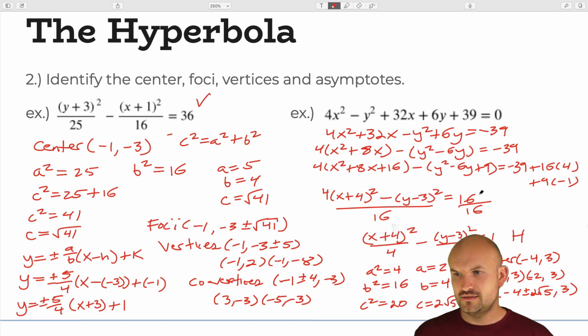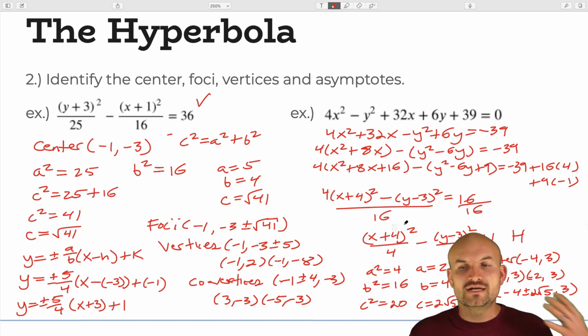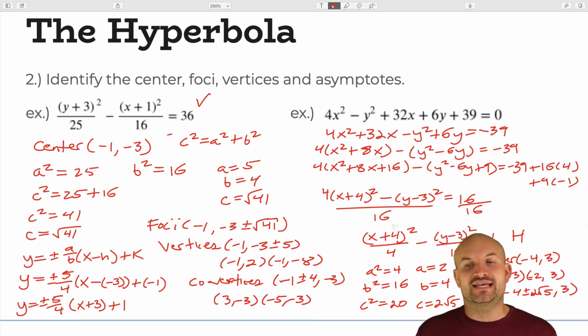And then, in those cases, add those all up, you get 16. But again, remember for a hyperbola, it needs to equal 1. So I divide by 16 on both sides. I get now this.